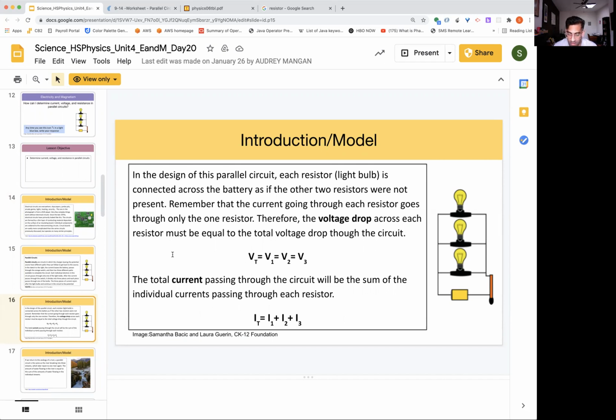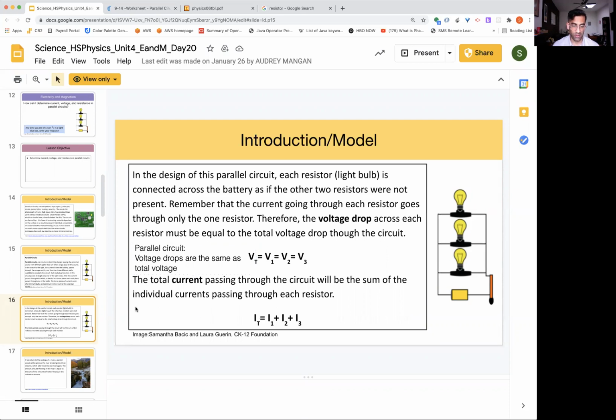The total current is gonna be the sum of all the individual currents passing through each resistor. And if there were greater resistance in, say, the bottom light bulb as opposed to the top light bulb, that would mean that there is less current passing through that bottom light bulb and more current passing through the uppermost light bulb, all right? So the thing that you wanna take away in a parallel circuit, voltage drops are the same as total voltage.